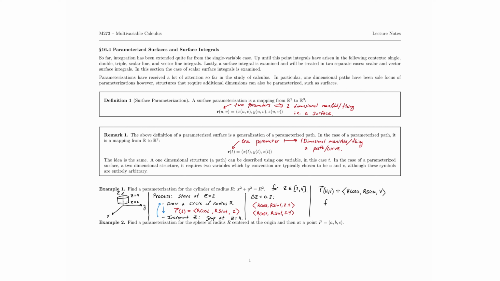Now, we'd have to say a domain. So for u comma v in the domain, well, u is between 0 and 2 pi, since we have to trace a full circle, and v is between 2 and 4, because that's the range of z. And there we go. That's our parameterization.